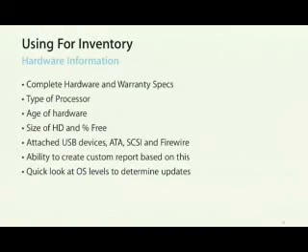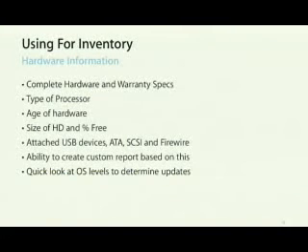Some of the information that we plan on gleaning from this for hardware is the type of hardware and warranty specs that the machine has. A lot of times we need to query for various surveys: how many machines we have of a given type of processor, how old the machines are, what size are the hard drives, and what percentage of the hard drives are free. It's especially good for troubleshooting when someone calls us and says they're having issues.